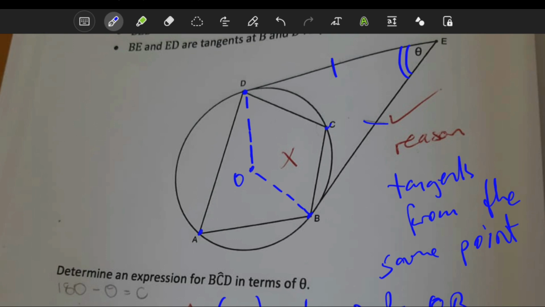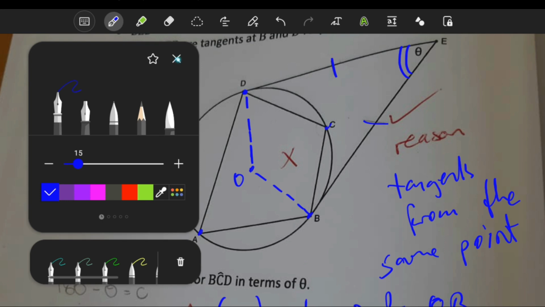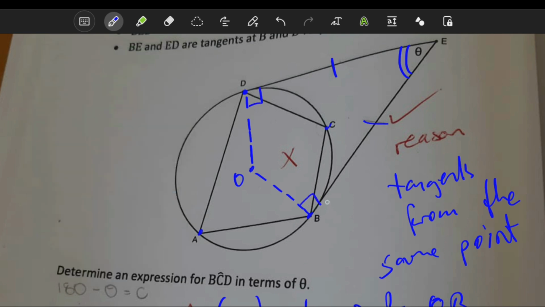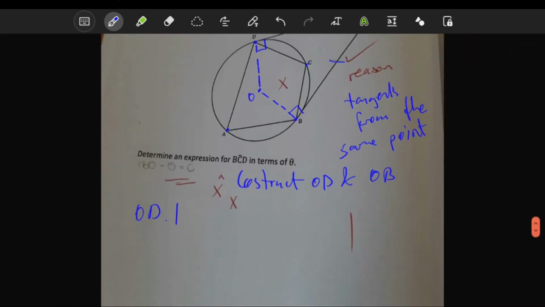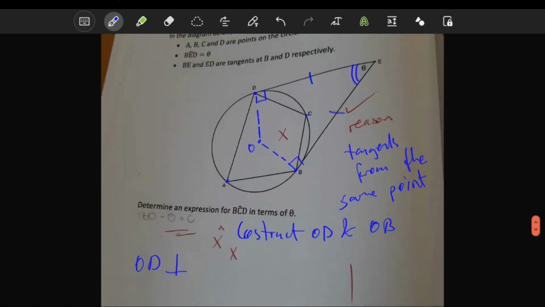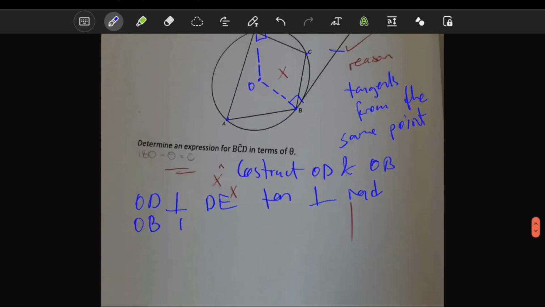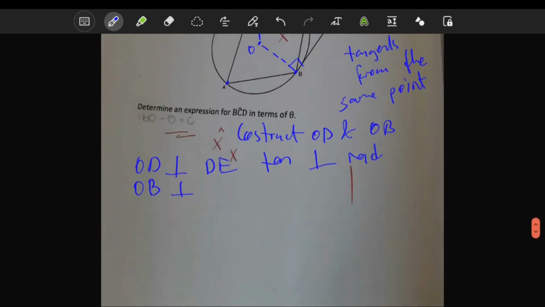I feel like I'm flopping here. Oh, I'm not. What you already now know is that this is 90 and this is 90. Okay, let's just tell them. Let's say here OD is perpendicular to DE. The reason is the tangent here is perpendicular to the radius. Here OB is perpendicular to BE. The reason is, again, a tangent is perpendicular to a radius.